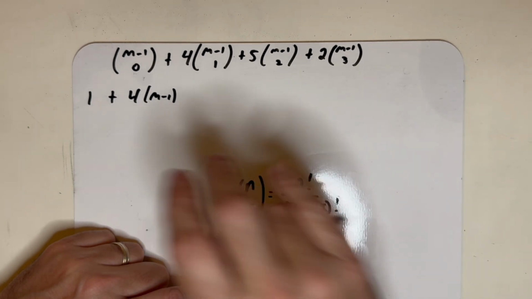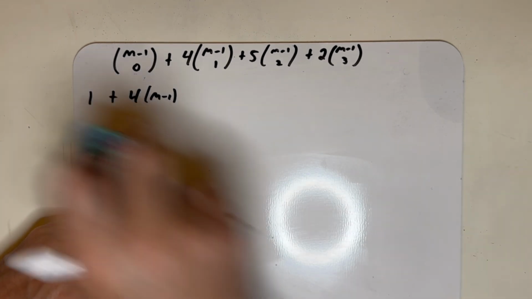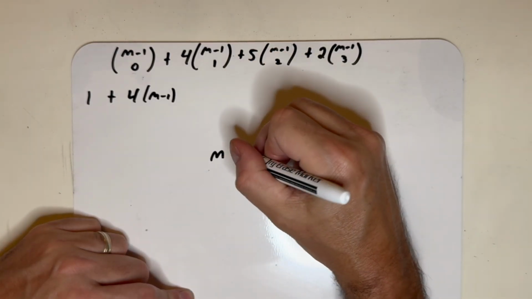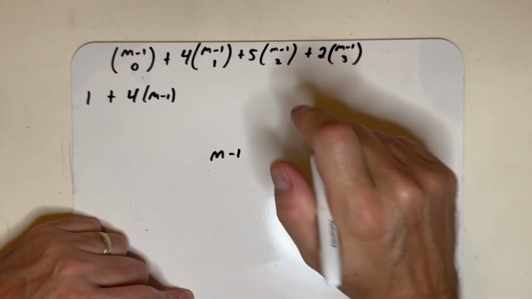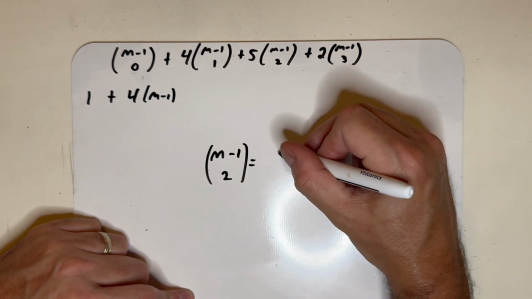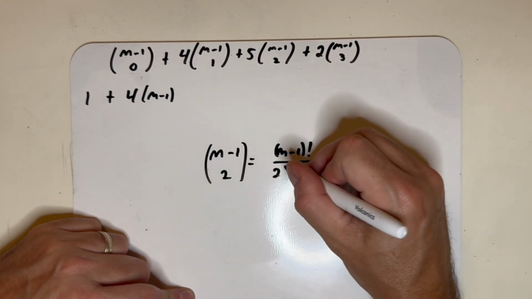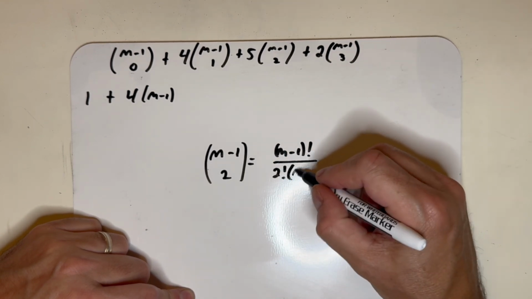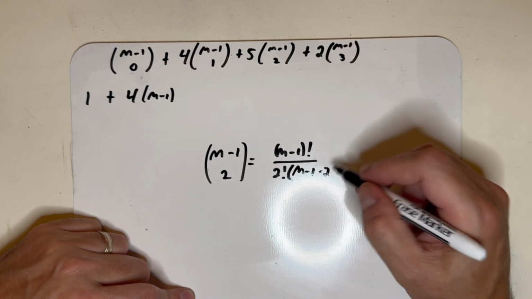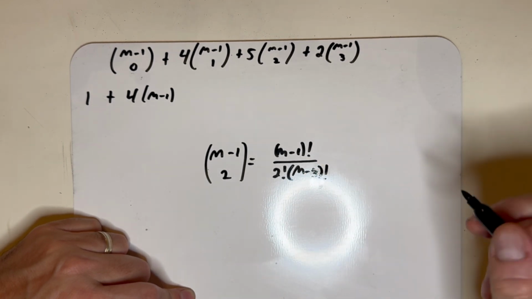So in our case, we're doing m minus 1. I'll do the next term here. 5 times m minus 1 choose 2. So m minus 1 choose 2 is going to be m minus 1 factorial divided by 2 factorial times m minus 1 minus 2 factorial. Well, m minus 1 minus 2 is just m minus 3, right? But that whole thing is factorial.